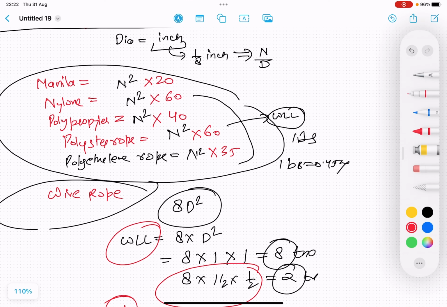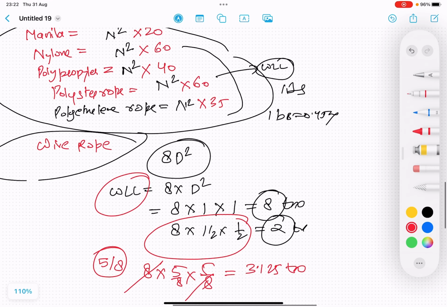Just in the case of Manila, nylon, and synthetic ropes, polypropylene, polyester, polyethylene, there is the numerator squared and there is a multiplication factor over there. Okay, you can calculate using that. But in the case of wire ropes, it is simply 8 into d squared, and the above gives the answer in pounds, but this gives it in tons.